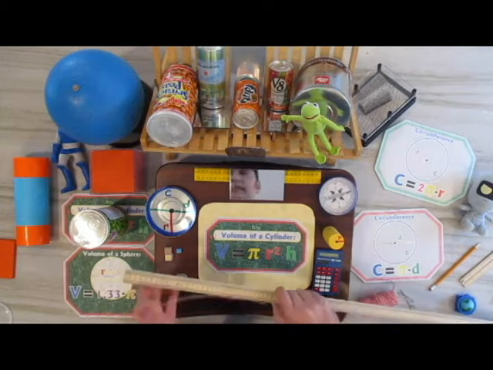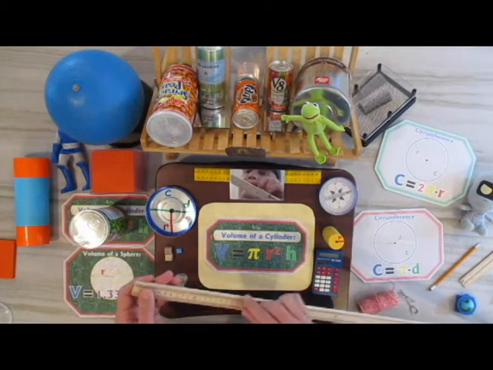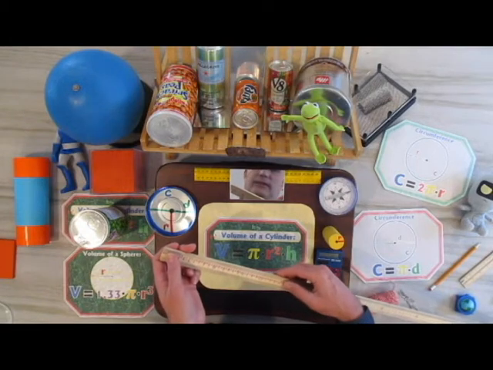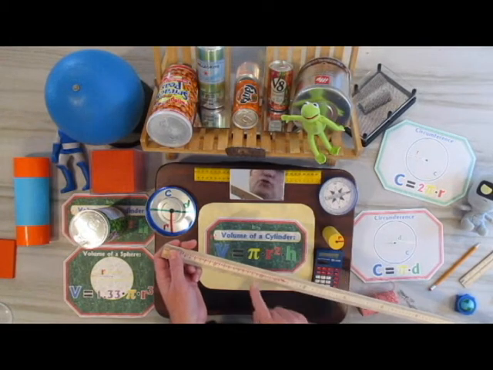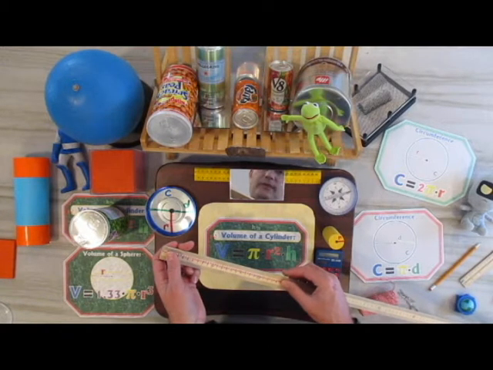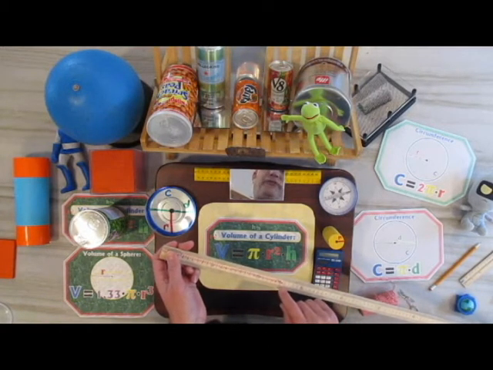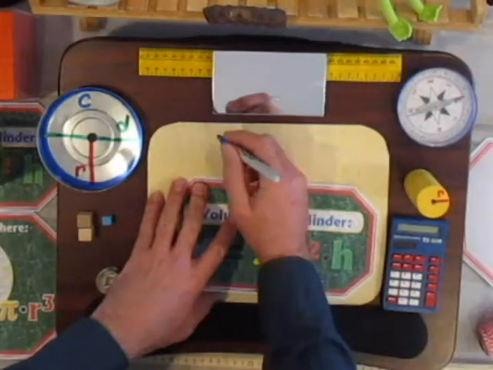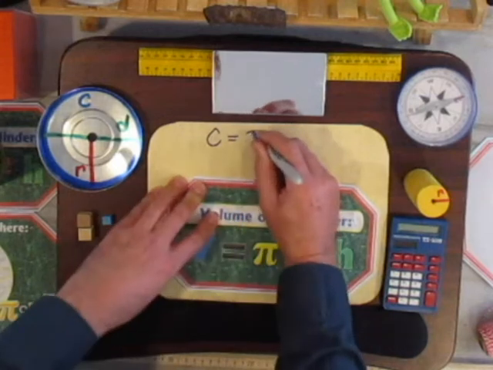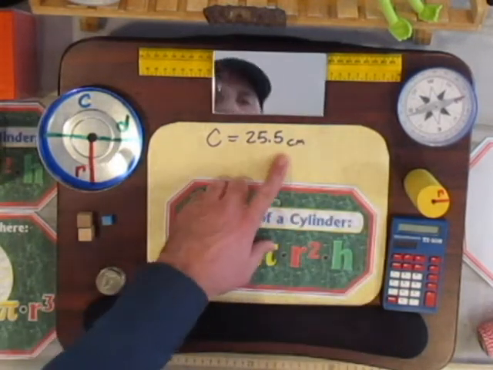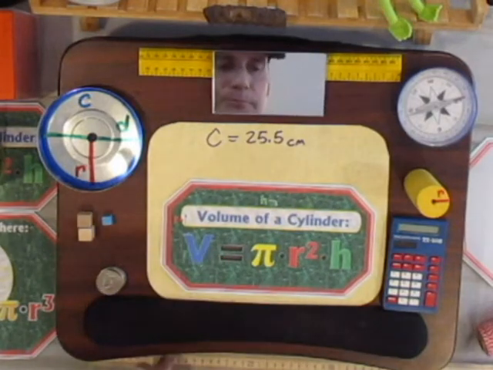And let's see what that is. The circumference of that, and I'm doing it obviously metric, not in inches, okay, is 25.5 centimeters, if I lined it up correctly. So that means my circumference equals 25.5 centimeters. Notice how I do a unit there, right? Got to give a unit.